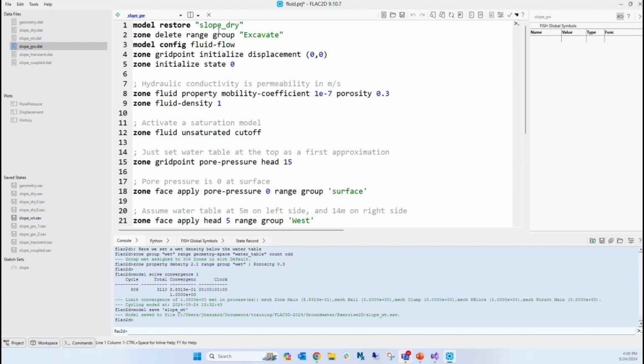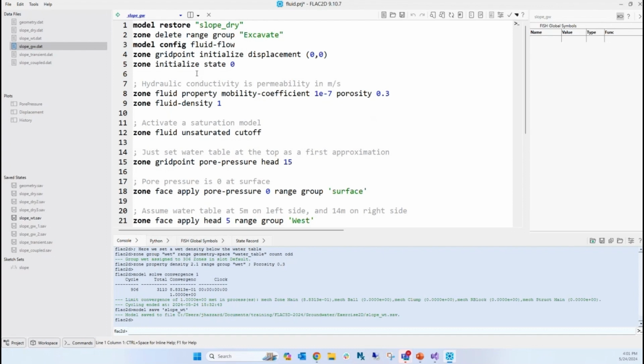We'll start by restoring the dry slope. Delete that excavate region. We turn on the fluid flow now. We set the displacements back to 0. We set the states back to 0. The excavate should already be deleted in the dry slope, so this probably doesn't do anything. Okay, so now we're doing a fluid flow analysis.